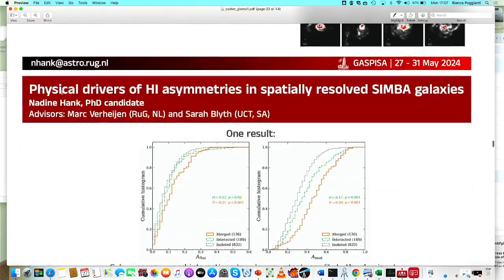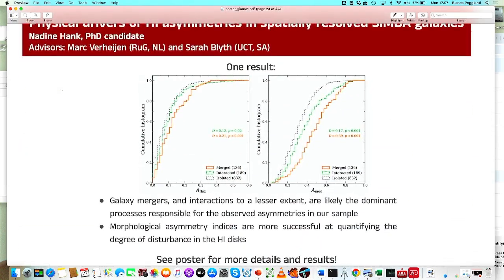And so one key result that we find is that galaxy mergers, and interactions to a lesser extent, are likely the dominant processes responsible for the observed asymmetries. And this isn't trivial because there are some conflicting results in the literature on whether or not galaxy mergers do lead to asymmetries. But for more results, you can look at my poster.